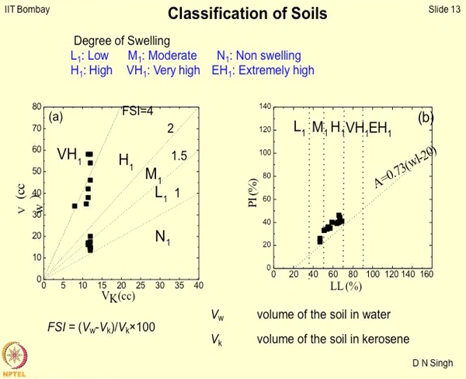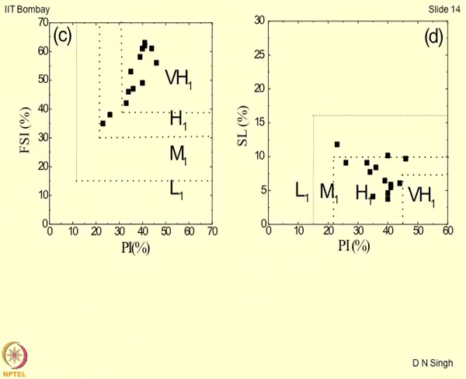So, you have plasticity index versus liquid limit, nothing but the A line, and based on the liquid limit you can define it as low to extremely high response of swelling. Of course, FSI is given by this equation, that is Vw minus Vk upon Vk. This is another way of looking at the classification scheme.